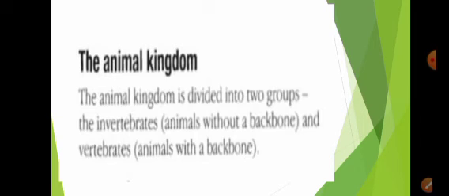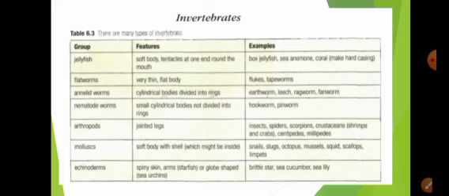The animal kingdom is divided into 2 groups, the invertebrates, which are animals without a backbone, and the vertebrates, which are animals with a backbone. The invertebrates. The invertebrates have many types. Some of them are the jellyfish, the flatworms, the annelid worms, the nematode worms, the arthropods, and the molluscs and echinoderms. Table 6.3 shows features of each group and example of each one.